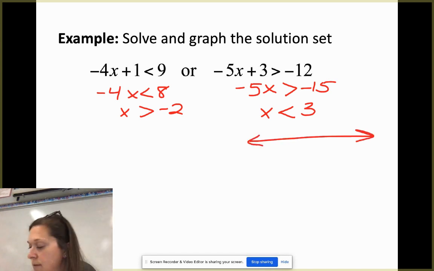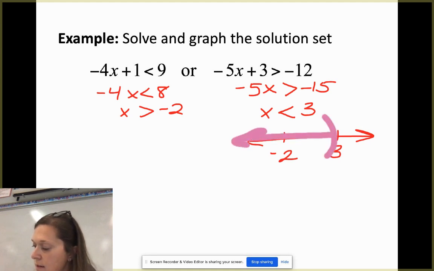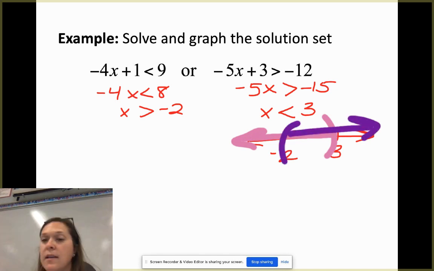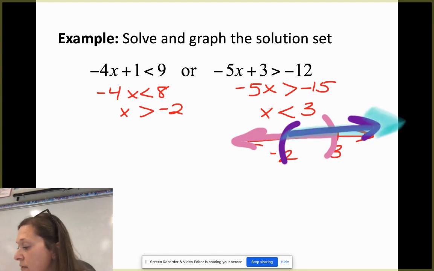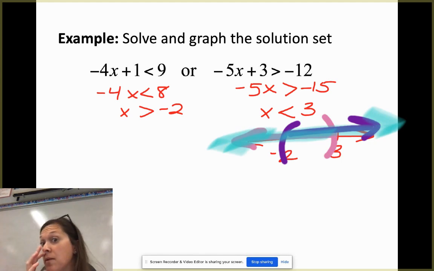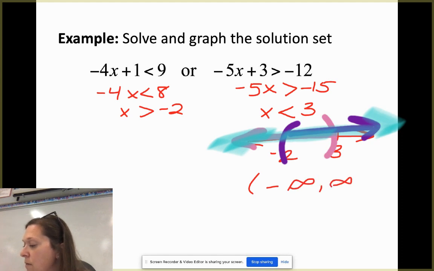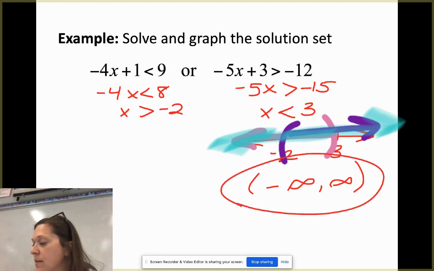On our graph, negative 2 goes on the left, 3 on the right. Do your shading. Here's my 3 shading. Here's my 2 shading. If this was an and, we would just be going from negative 2 to 3. But this is an or, which means I'm taking the union of everything. If I did a union of this and a union of this, it would include the whole entire number line, which means it's all real numbers. How do we write all real numbers in interval notation? Well, that's negative infinity to positive infinity. And there's our answer.